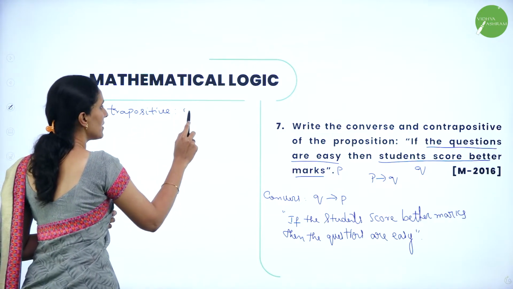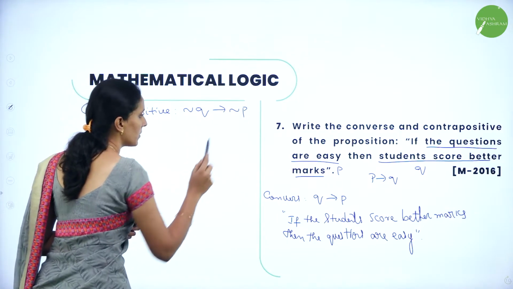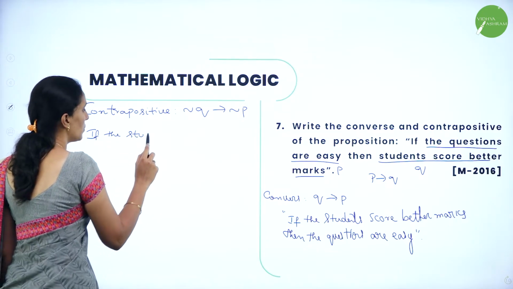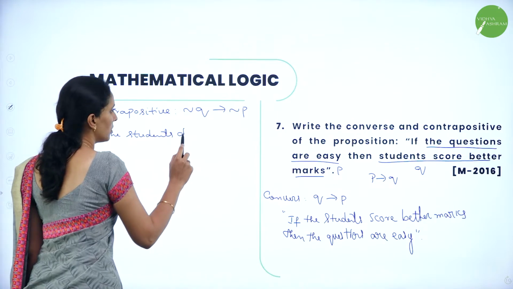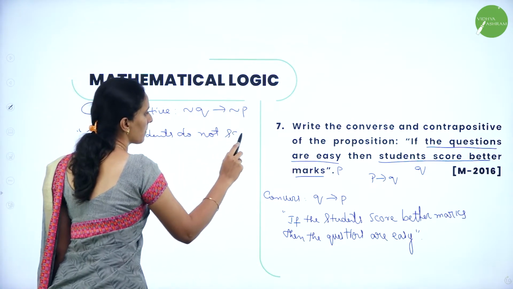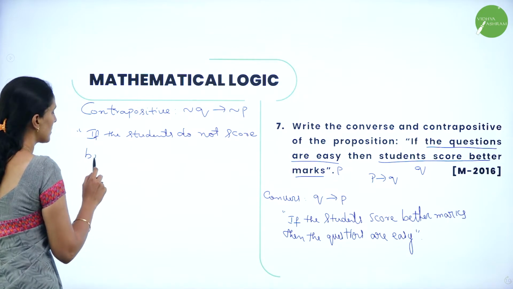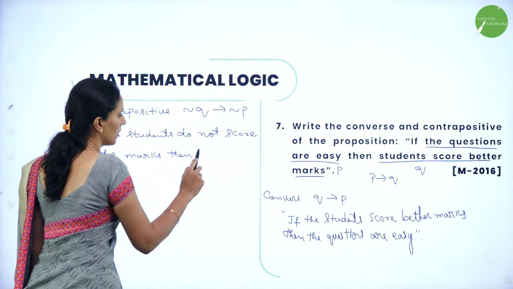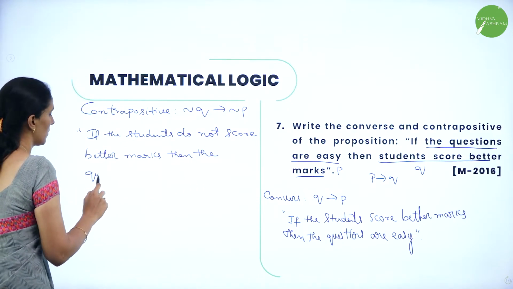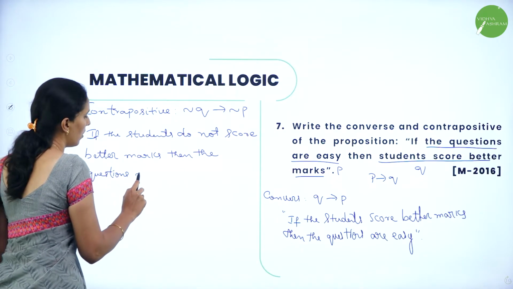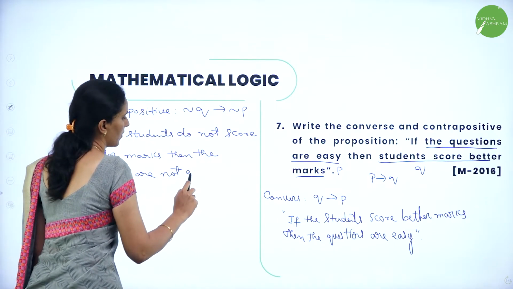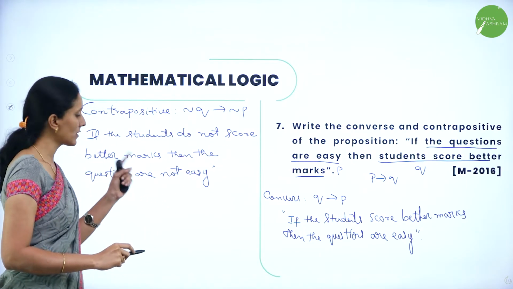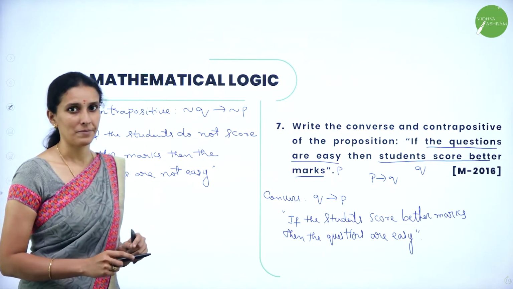So contrapositive is not Q implies not P. So let's write in the form of not Q. If the students do not score better marks, then the questions are not easy. Because we need to negate both the statements, so we have to write "do not score better marks." Instead of "easy," we should use "not easy."